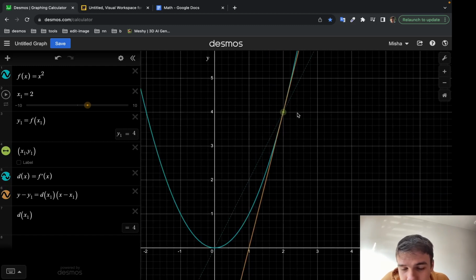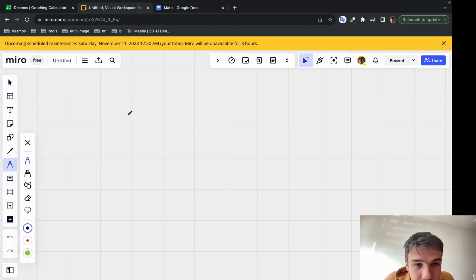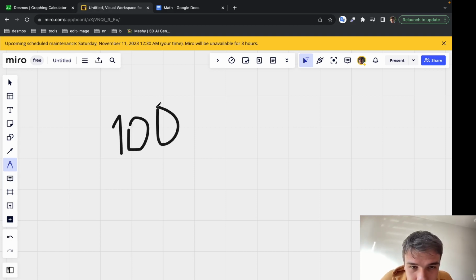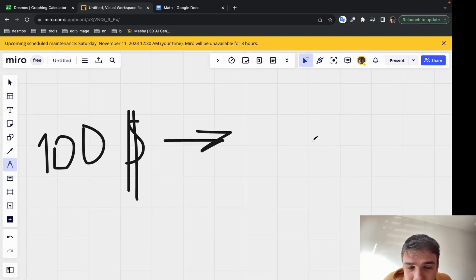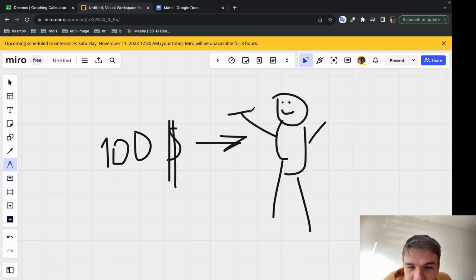Now, knowing that we've made everything we were about to do, we now need to use the mirror. So let's just imagine that you have $100. So you have $100, and you gave this $100 to your friend. So your friend is here, happy, like, thank you for this $100. Sorry for my drawing skills. And he has this bunch of money here, which is dollars.